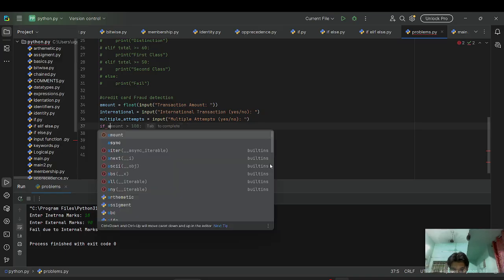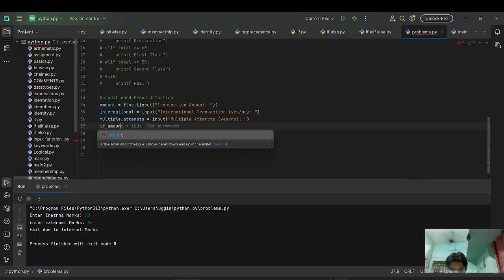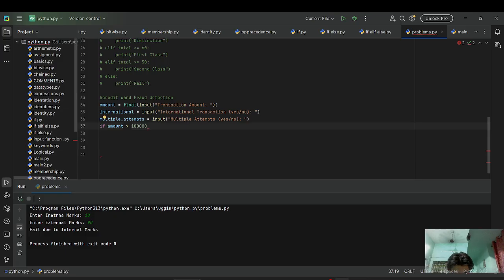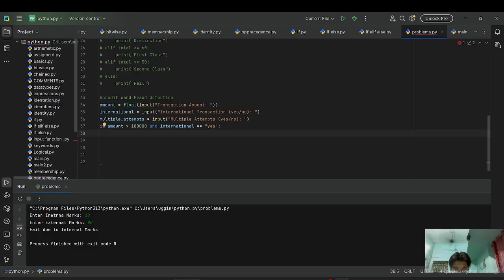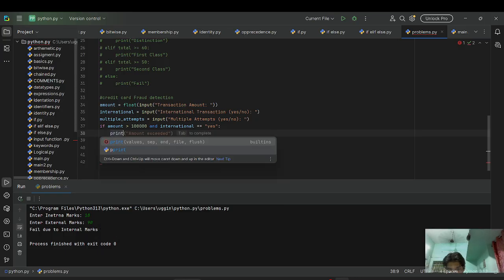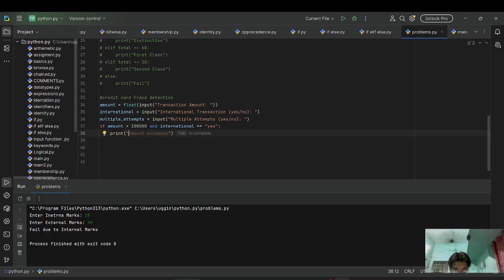Suppose if amount is greater than, let's take 1 lakh, and let's write and operator and international equal to yes. Now let's print high risk transaction.